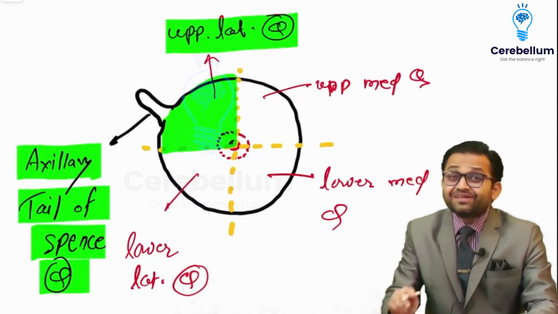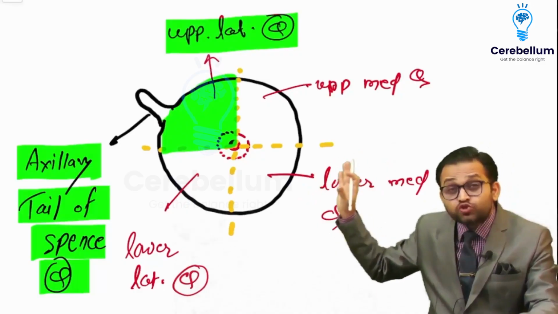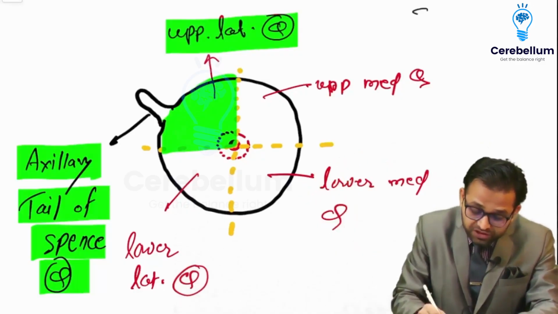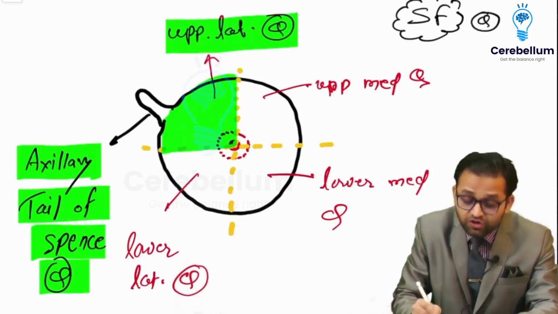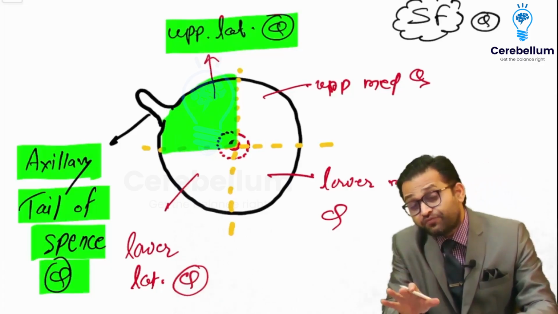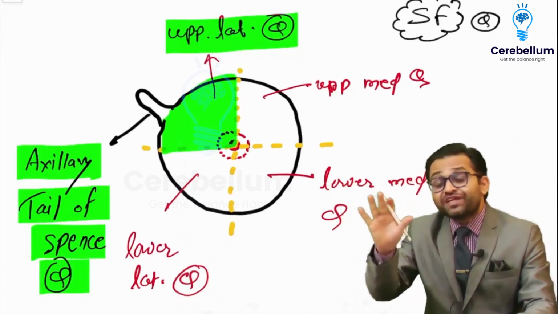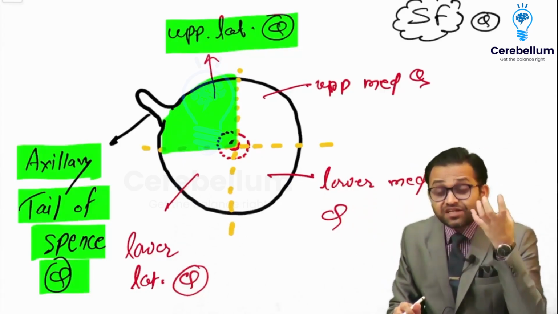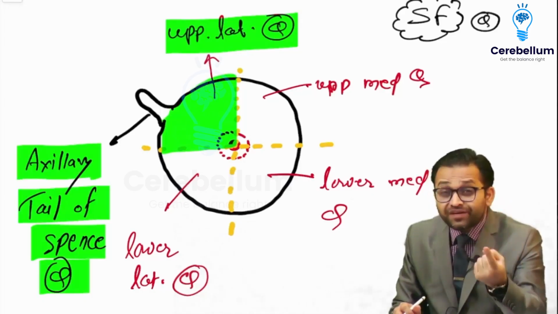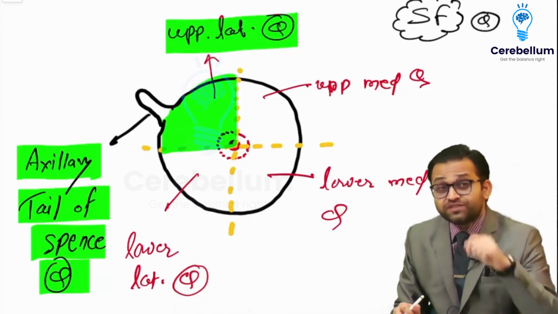Now remember, the breast is located within the superficial fascia. This is another important question. The breast is located within the superficial fascia. It is not located in the deep fascia. That's why it is freely mobile. The breast is a soft structure containing a large amount of fat. Where is it located? It is located in the superficial fascia.